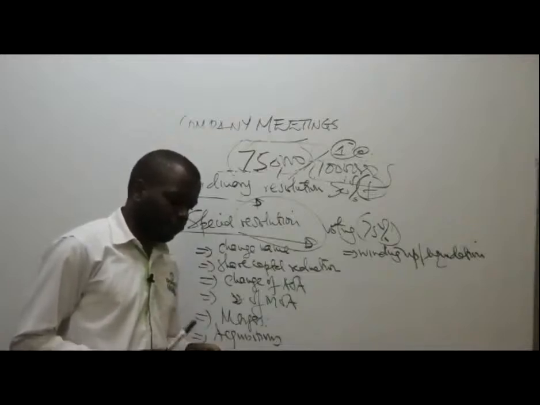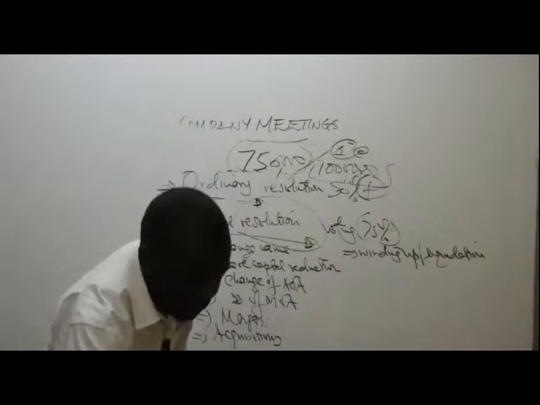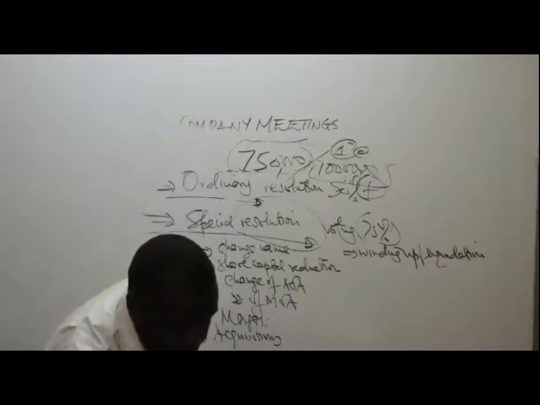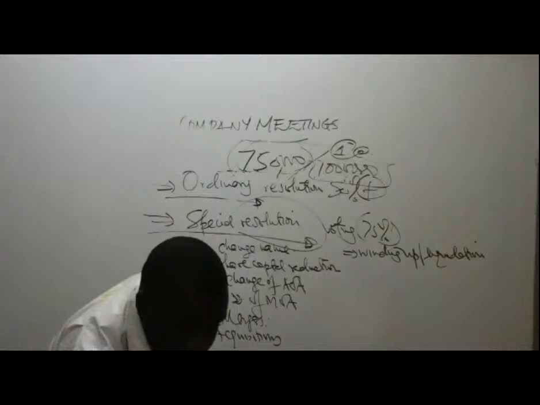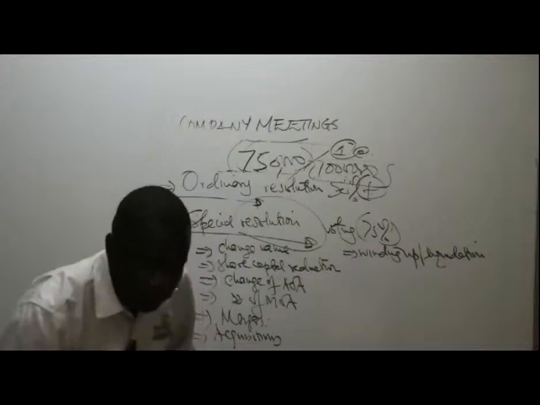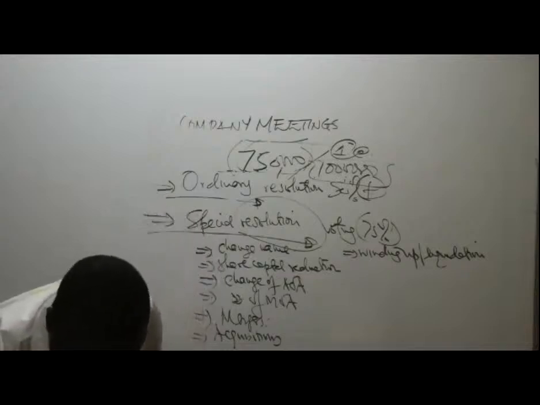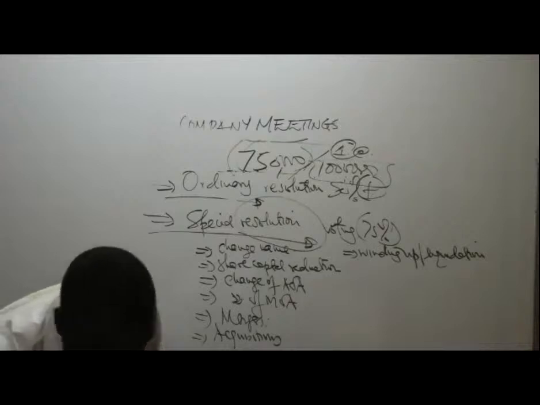Exactly. Let me have a look at that particular question. Which sitting is that? Last sitting, question 4, September 2021. Explain 7 requirements necessary for the passing of special resolutions in the company meeting.